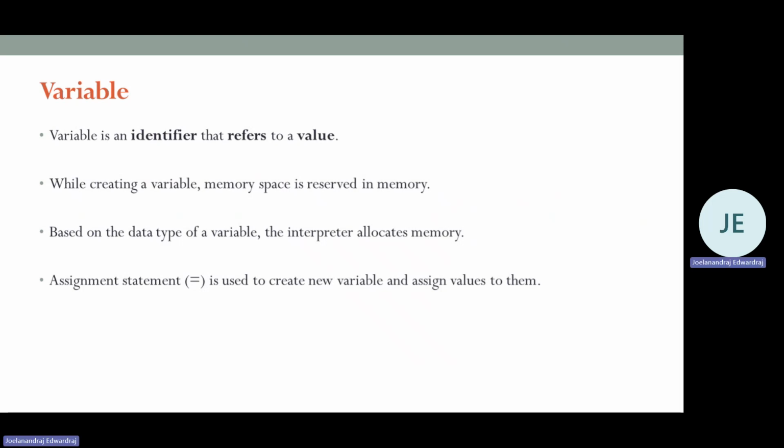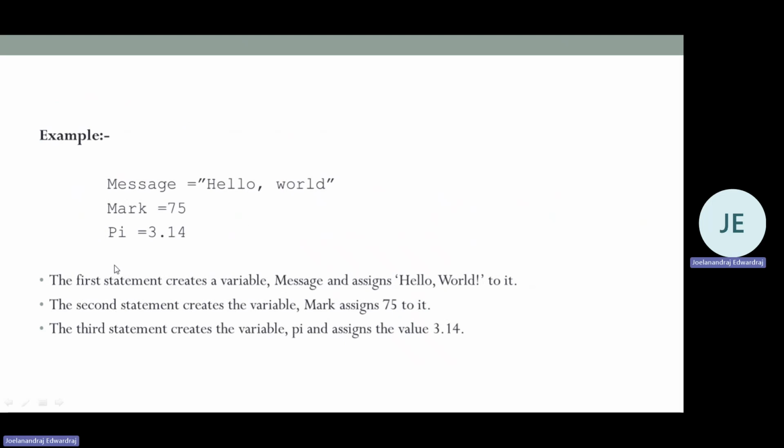So the value and the variable, these two entities are connected by the assignment statement or assignment operator. Of course, you need to store the value in a variable, so this equal to operator is used to store the value in the variable. For instance, take the variable message. The value hello world is assigned to the variable message by using the equal to operator. The second statement, mark, takes the value 75. The third statement, pi, takes a floating point value, which is 3.14. Always the assignment should be from right to left. Don't write it the other way. Mathematically, that will be correct; programmatically, that will be wrong.